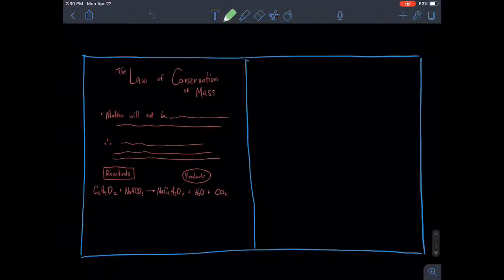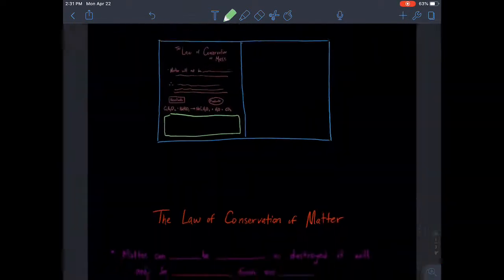The law of conservation of mass. Welcome to this video. We need to record this video on one Science Notebook page, and so you need to set it up like this. We're going to come back to it, so make sure that you leave some room at the bottom of your page. So let's get into it.